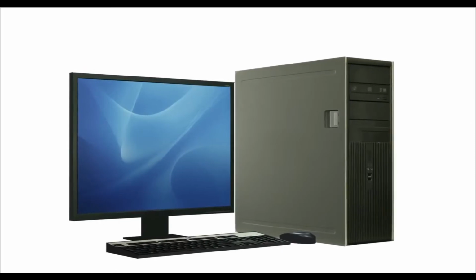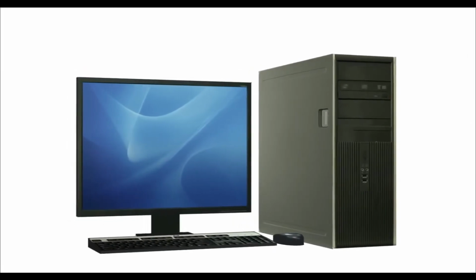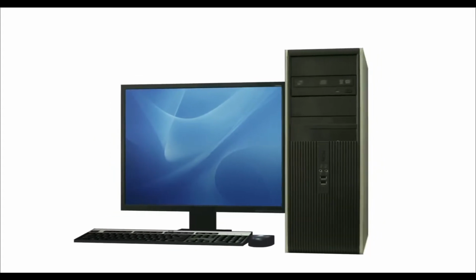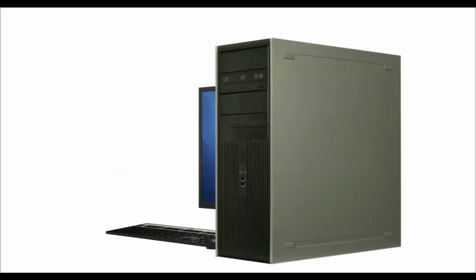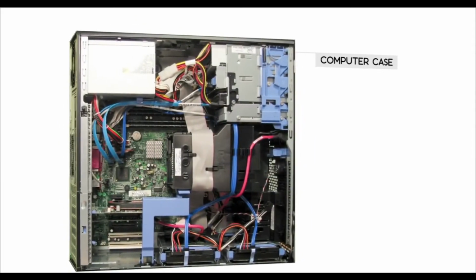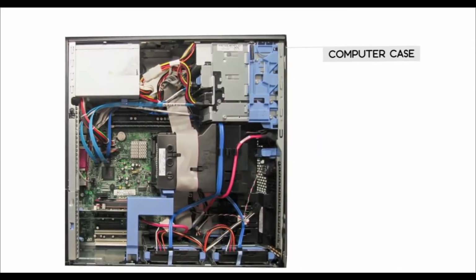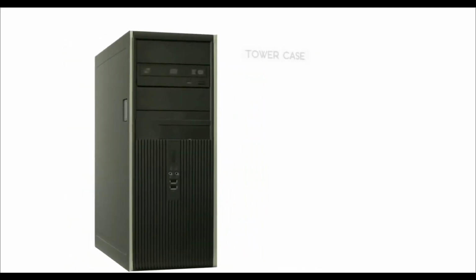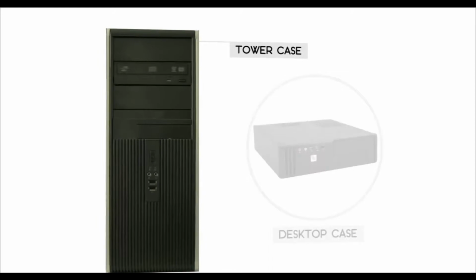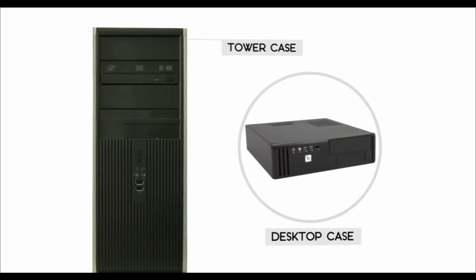A desktop computer is made up of several basic parts, and in this video we're going to show you what these parts are and what they're used for. The computer case contains the main components of the computer. This is where the actual processing happens. Today, most cases are tower cases, which means they stand up vertically. Sometimes you may see a horizontal case, which is often called a desktop case.